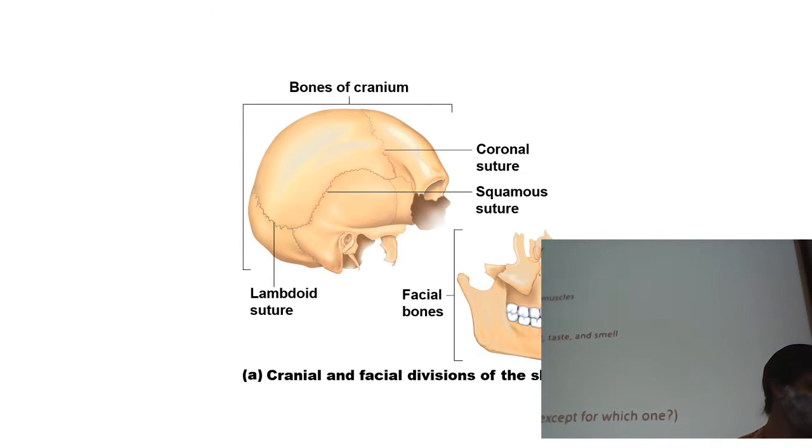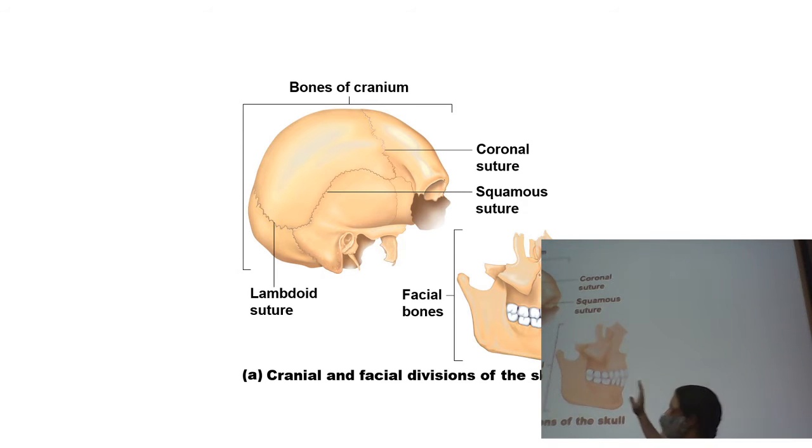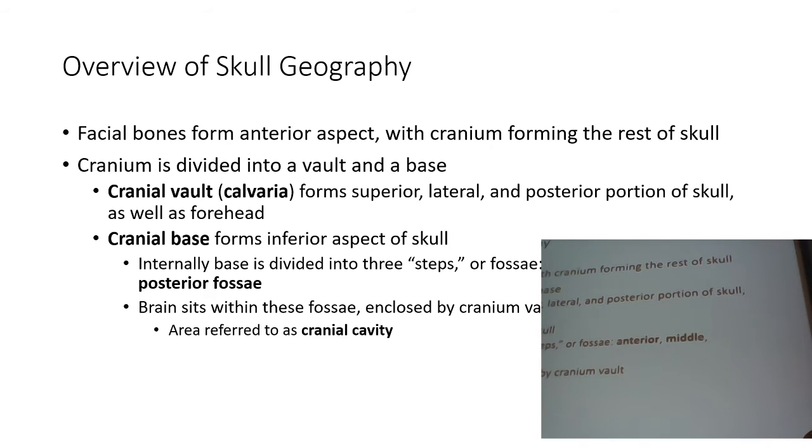Okay, so here we are with the skull. We're gonna learn together. We're gonna learn the bones of the cranium and the facial bones. Does that distinction make sense? They're both bones of the skull, but face and cranium. All right, so facial bone is basically the front part, the anterior aspect. Cranium's divided into a vault and a base, so basically the bumpy part and then the bottom part.